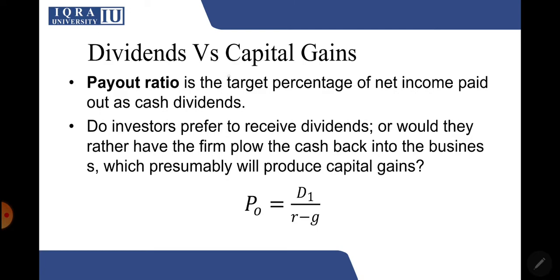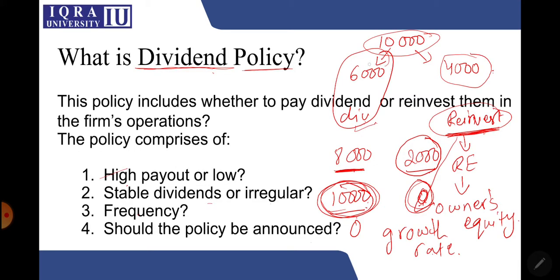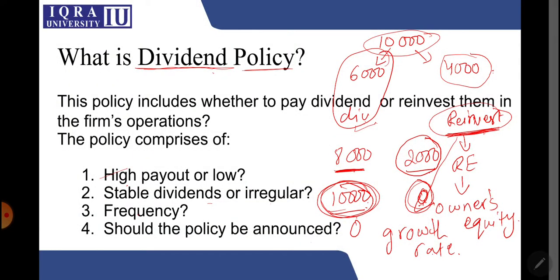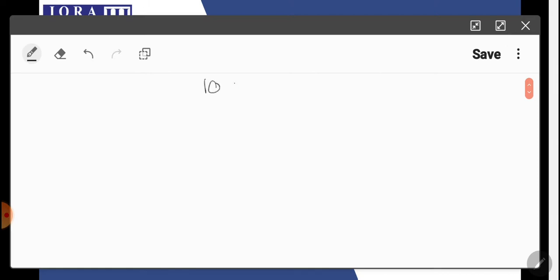Now, dividend versus capital gains. You are all aware of the payout ratio. It is the target percentage of net income paid out as cash dividend. So what was the payout ratio in the example that we were doing over here? I'm going to open a note because there is less space over here. So out of the 10,000, we assume 6,000 is paid in the form of dividends, and the remaining 4,000 is being reinvested back into the business. So it's being retained.